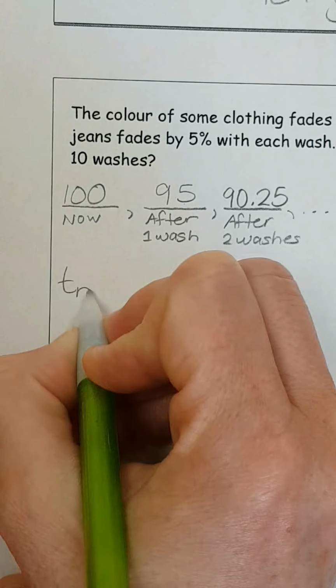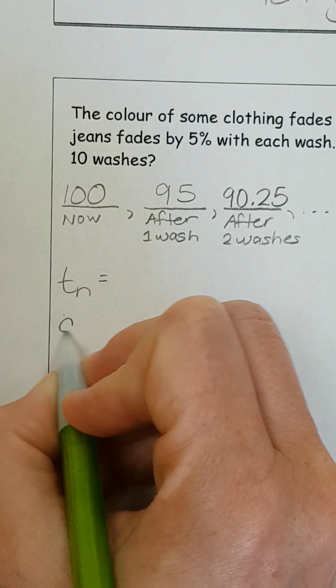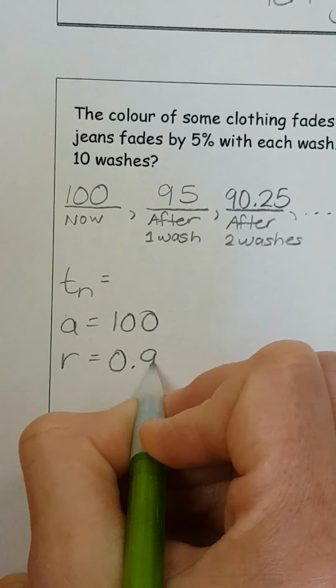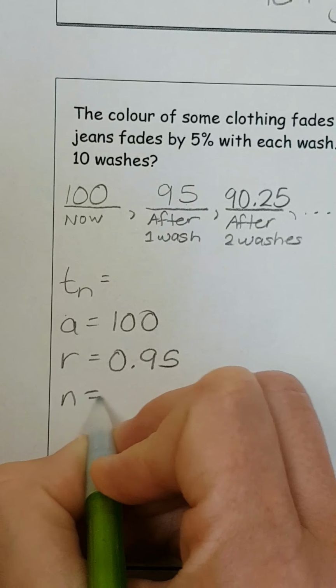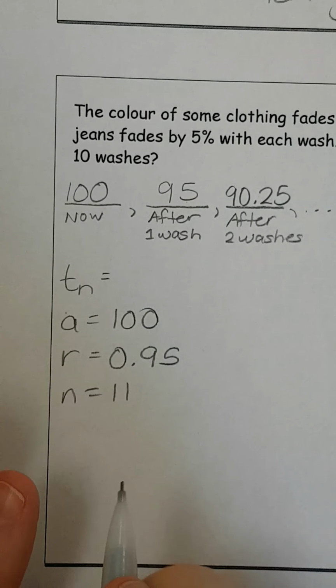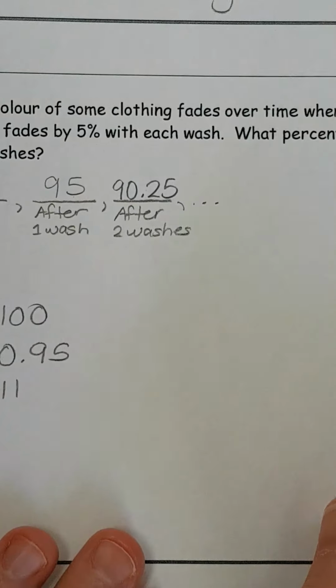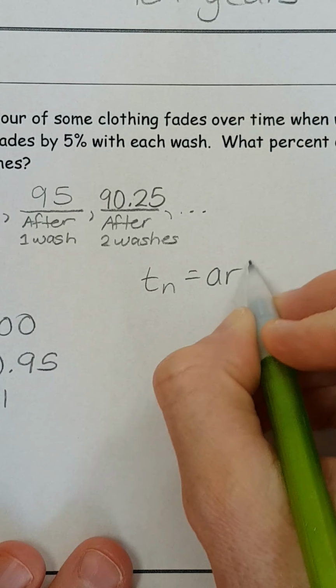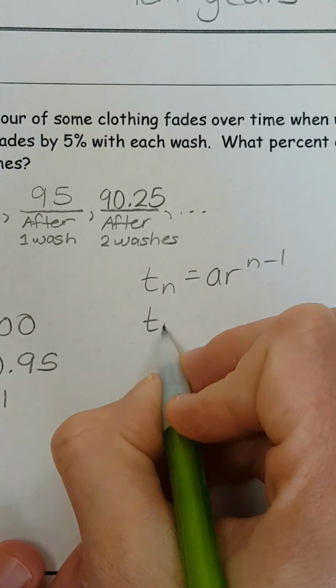So we need our T of n formula. A starts out as 100, R when we calculate it is 0.95, and N is 11. If you're working through these problems and you find that your answers are a little off, chances are it's the N value. Just as a heads up on that one, T of n equals A R to the n minus 1, so we're dealing with the 11th.